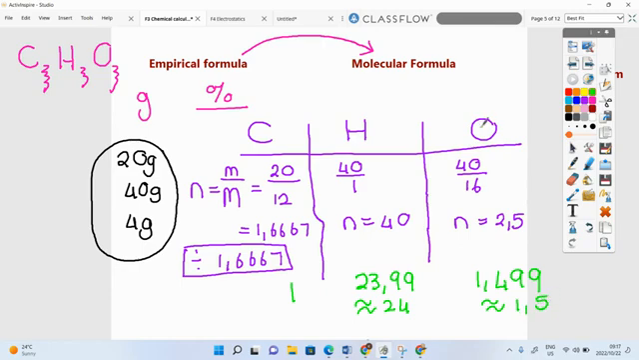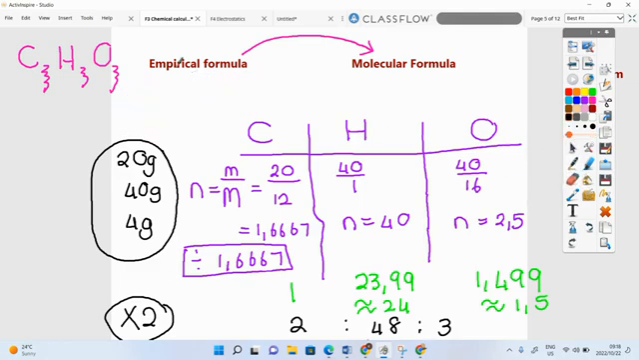But can I have half an oxygen atom? No. So when I end up with a half, you need to realize that I need to take all of them and multiply by 2 so that I can get a whole number. So this is actually going to be 2 to 48 to 3. Everyone still with me? All right, now I have my empirical formula. So I can say my empirical formula is going to be C2H48O3. I don't know if that substance exists, but it's just an example.